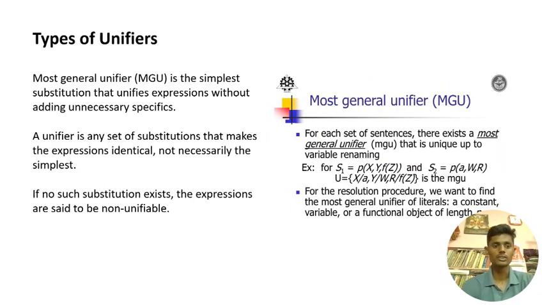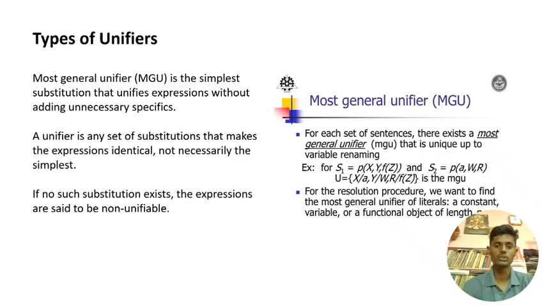Types of unifiers. The most general unifier, called MGU, is the simplest substitution that unifies expressions without adding unnecessary specifiers. A unifier is a set of substitutions that makes the expressions identical, not necessarily the simplest. If no substitutions exist, the expressions are said to be non-unifiable. For a set of sentences, the most general unifier is unique up to variable renaming.